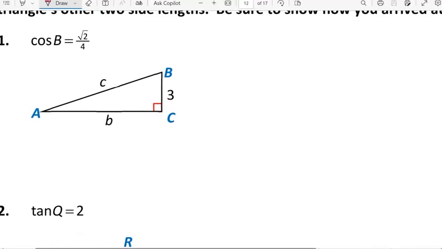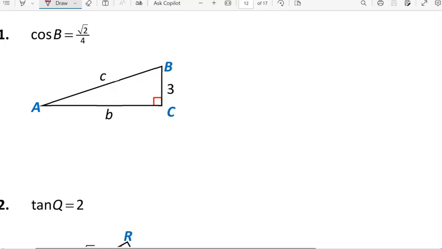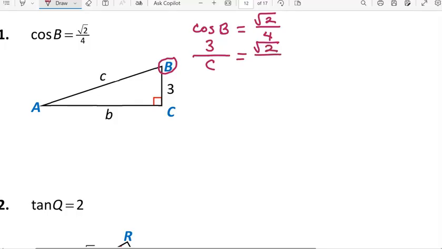So what we know is that cosine of B is equal to the square root of 2 over 4. We know that cosine is the ratio of adjacent to hypotenuse. Cosine B's adjacent is 3, and the hypotenuse is c. So 3 over c must be equal to the square root of 2 over 4.